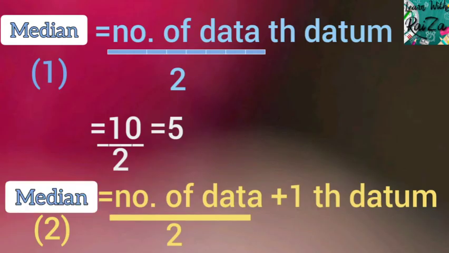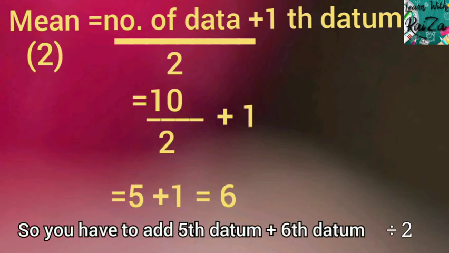As I told you, the median is the number of data divided by 2 plus the number of data divided by 2 plus 1. Here in matchsticks there are 10 matchboxes, so the number of data is 10. That divided by 2 gives the value 5. So consider that as median 1. Then median 2 is the number of data divided by 2 plus 1. How many data are there? There are 10 data, and 10 divided by 2 is 5, and 5 plus 1 is 6.